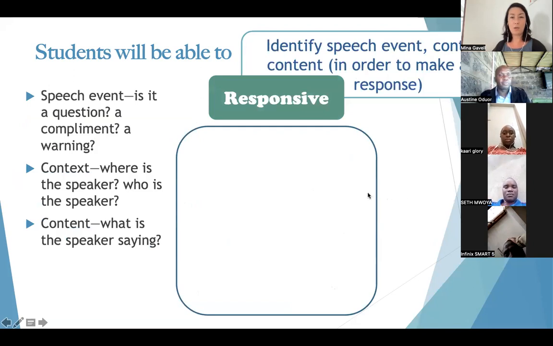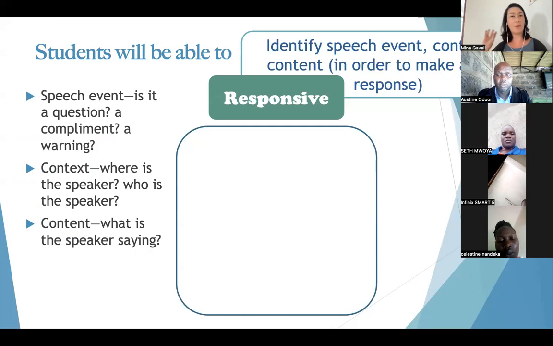So next, we're looking at responsive listening. Responsive listening is what we need to do in order to interact with others or to have a conversation. And so there's many things we have to do in order to be successful with responsive listening. So we have to do all the things we did in intensive listening, be able to discriminate sounds, intonation, words, but we also have to understand some other things.